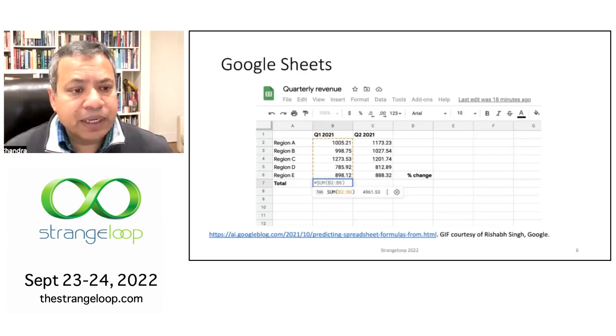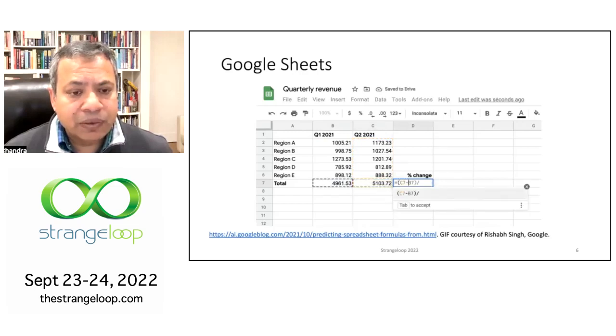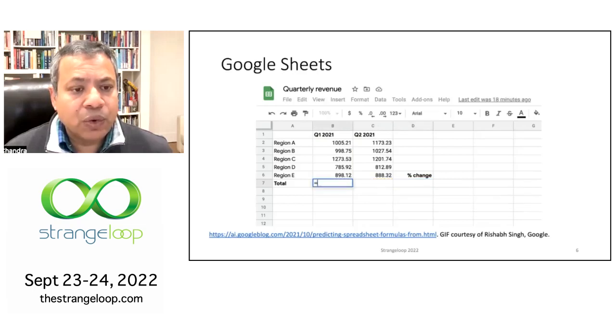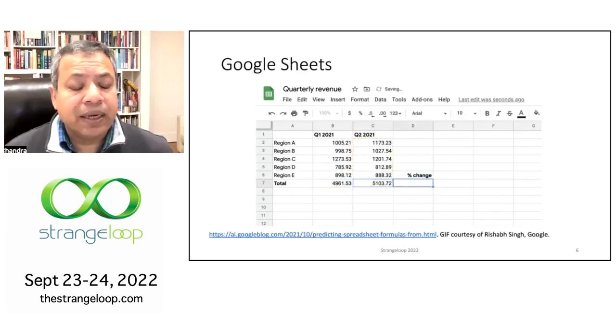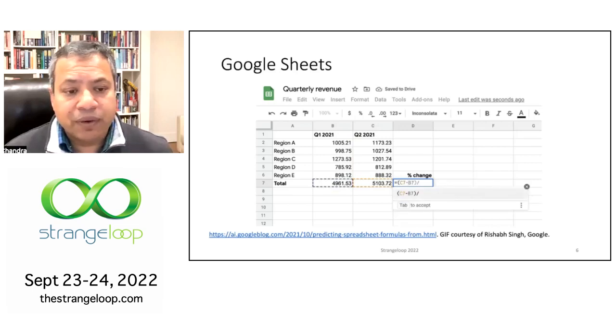Let's look at something slightly different. So here we are seeing Google Sheets, a spreadsheet thing where as you hover over certain cells, it actually suggests what formula you might need in that cell, and you just have to hit tab and accept it, and that becomes your formula. So this is kind of autocomplete for formulae.